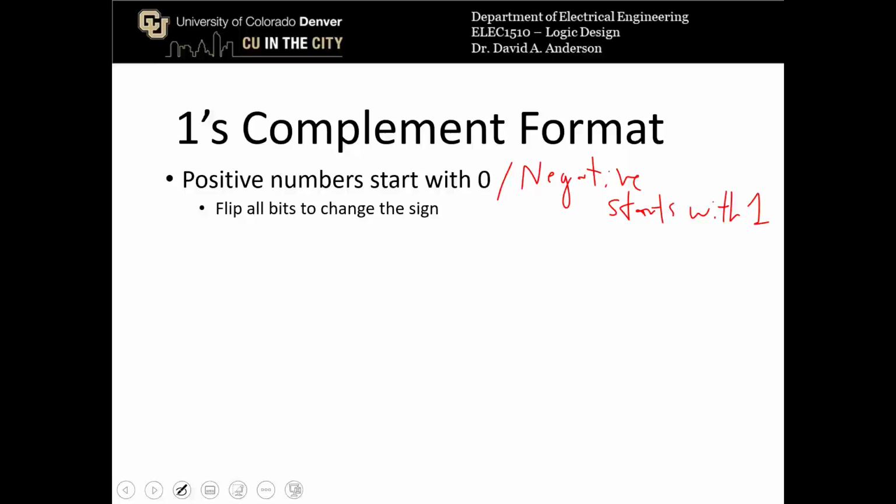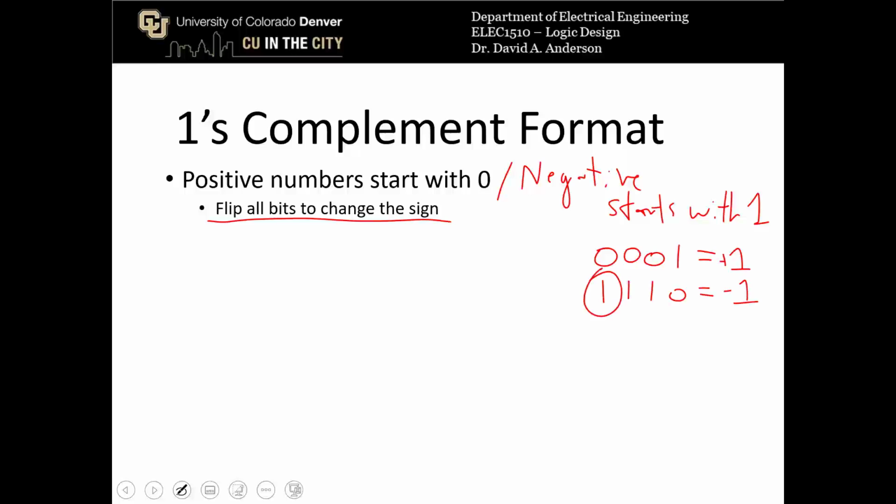Basically, the simple way to take the ones complement of a number is to flip all of the bits, and then you change the sign. So if you had the number 0001, then you just flip all of the bits. This was positive 1. You flip all the bits, 1110, and that is negative 1.